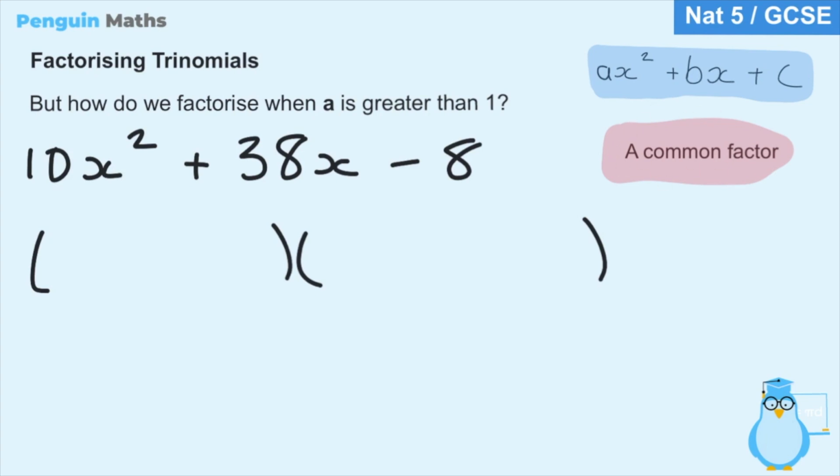So in the last few examples we've just done, there wasn't a common factor between the a, b and c terms, but if we look at this expression, we have 10, 38 and minus 8.